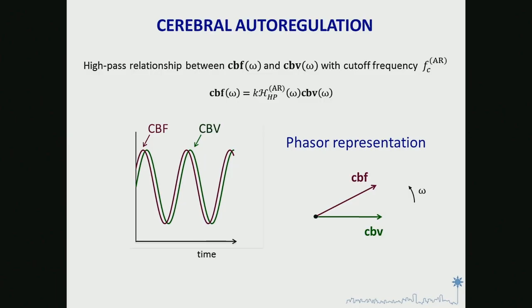So in a phasor representation, this is much more conveniently shown. These are vectors whose amplitude and phase represent the amplitude and phase of sinusoidal oscillations at angular frequency omega. So CBF, blood flow oscillations lead oscillation in blood volume. So this is really the framework for all of the studies that we're doing based on EFR spectroscopy and coherent hemodynamic spectroscopy. So let me show now some results.